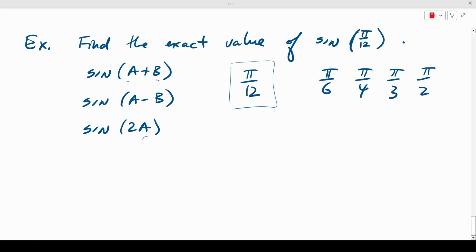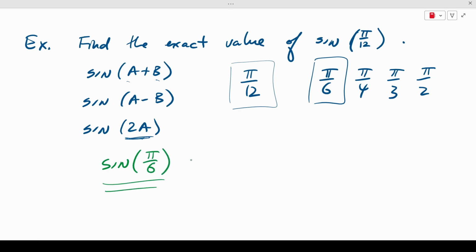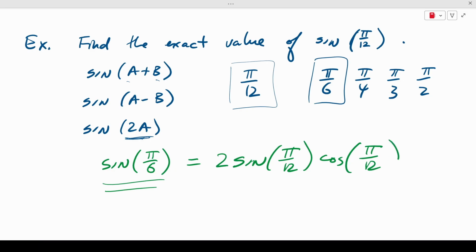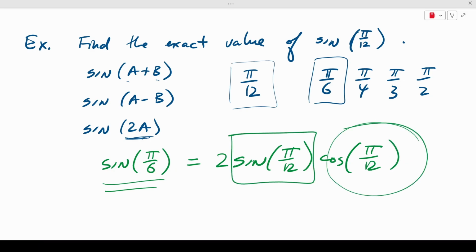Okay, now you might be tempted to say, oh, well, pi over 12 is pi over 6 divided by 2. We can use this one. Well, that's true, but it's not actually so good, because that would be saying that we have sine of pi over 6, which, yes, is a special angle we can get, equals 2 times sine of pi over 12 cosine of pi over 12, and now we're stuck, because this is the thing we're trying to evaluate, but we still don't know this, because pi over 12 is not a special angle.